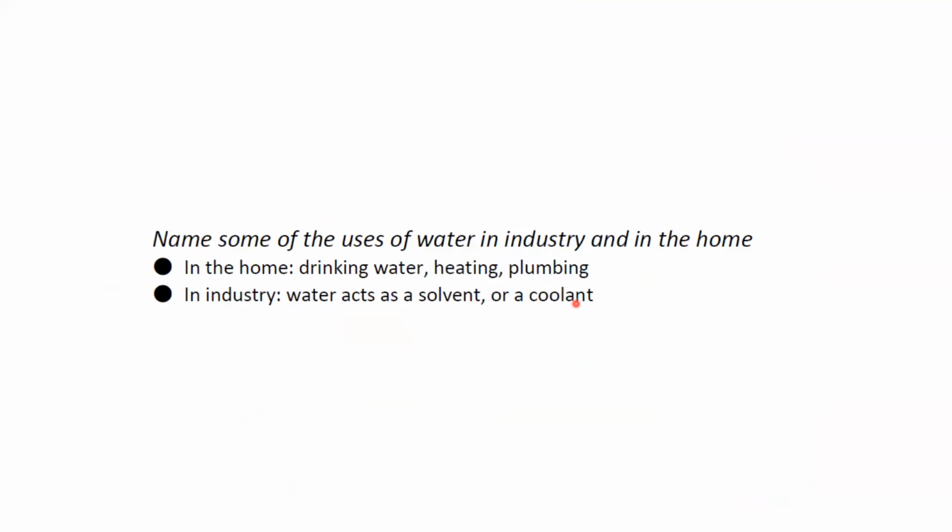and coolant means to remove heat energy from the system. Water, because it has a higher specific heat capacity, can absorb a greater amount of heat energy before boiling, so we can use it as a coolant. Like in a car radiator, you will find we are adding water. There are other coolants as well, but we can also use water as a coolant. In the car radiator, when the engine heats up, water can absorb that heat energy and release it to the surrounding.